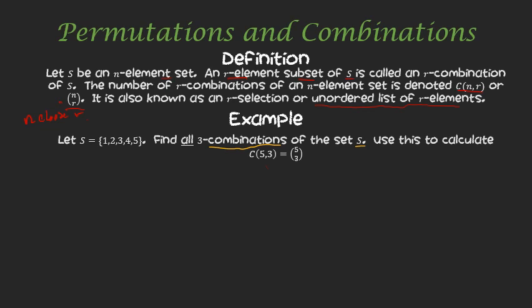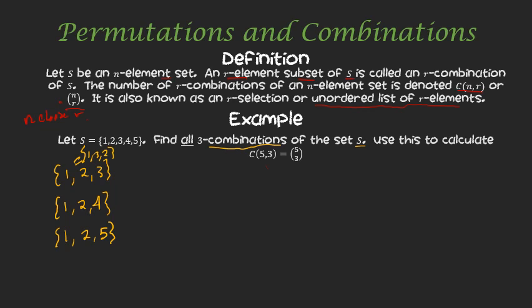So let's start building these. My combinations would be, well, let's say we do {1, 2, 3}. We can put that in there. We could do {1, 2, 4}. We could do {1, 2, 5}. Notice I can't do {1, 3, 2}, right? Something like {1, 3, 2} would be the same thing as this because they're unordered.